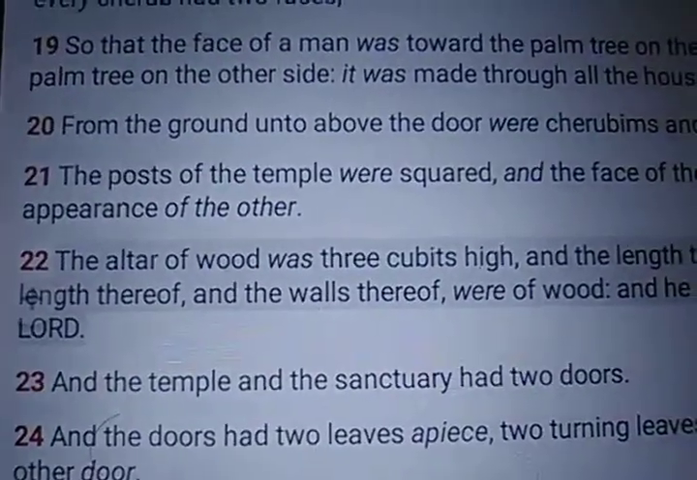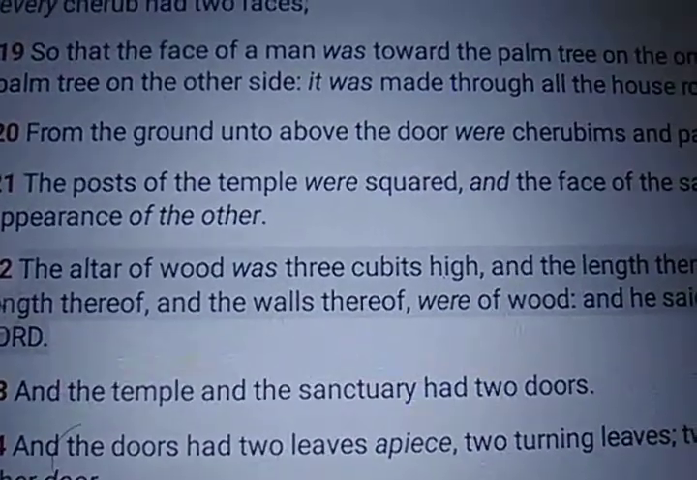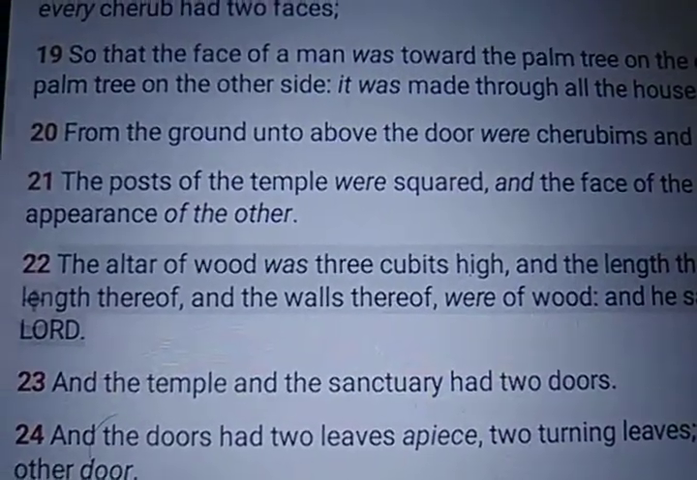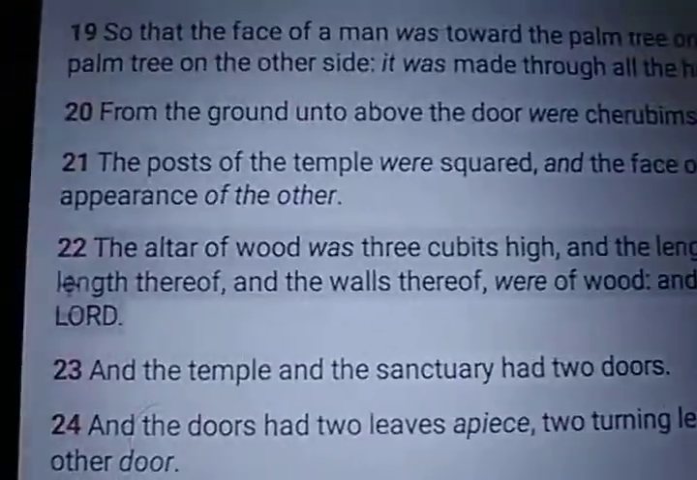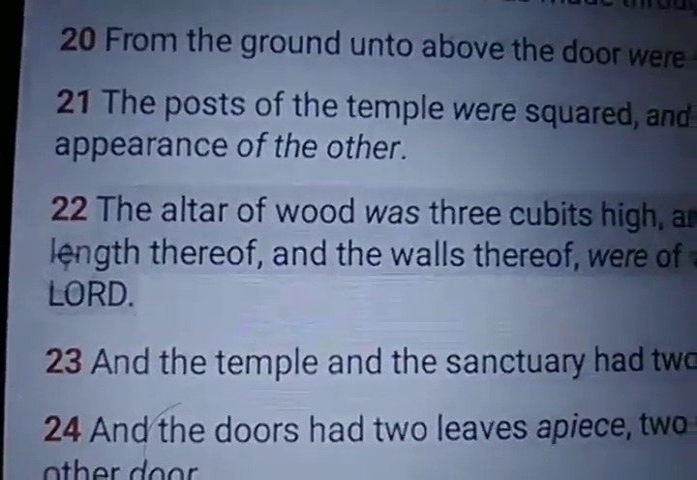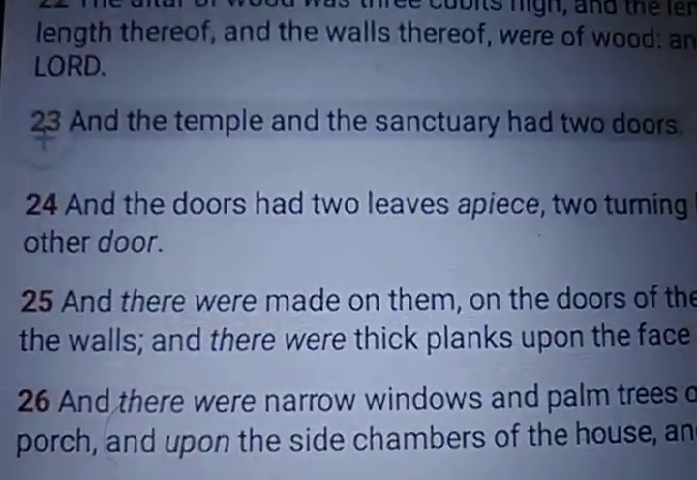The altar of wood was 3 cubits high, and the length thereof 2 cubits, and the corners thereof, and the length thereof, and the walls thereof, were of wood. And he said unto me, This is the table that is before the Lord. And the temple and the sanctuary had 2 doors.